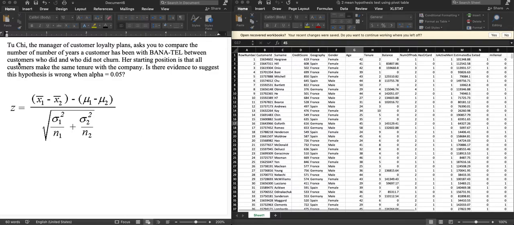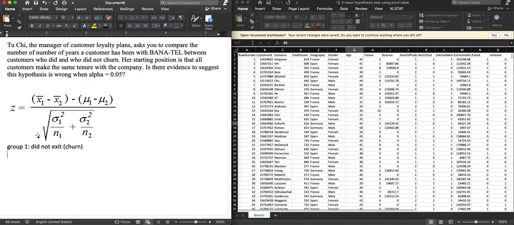We have a manager named Tucci, and she wants to see if the number of years that a customer has been with us is the same or different, depending on whether or not you left the company. We're going to compare group 1, did not exit. It's also called churn.